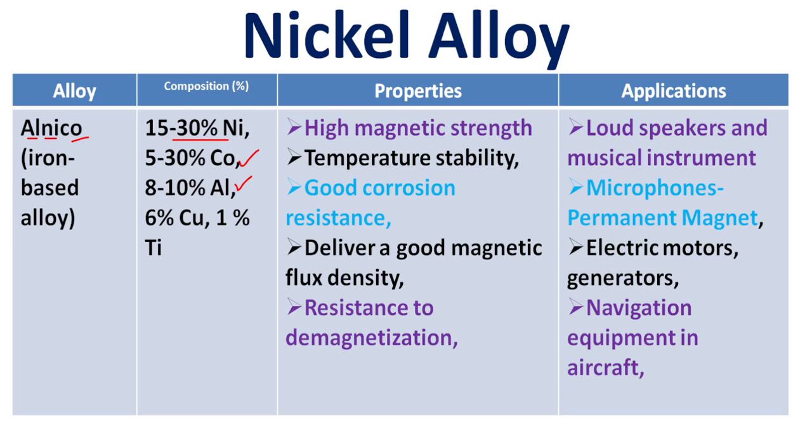It is a high magnetic strength material with temperature stability, high temperature working, and good corrosion resistance. It delivers good magnetic flux density and is resistant to demagnetization. It is mainly used for loudspeakers, musical instruments, microphones, permanent magnet manufacturing, electric motors and generators, and navigation equipment in aircraft.